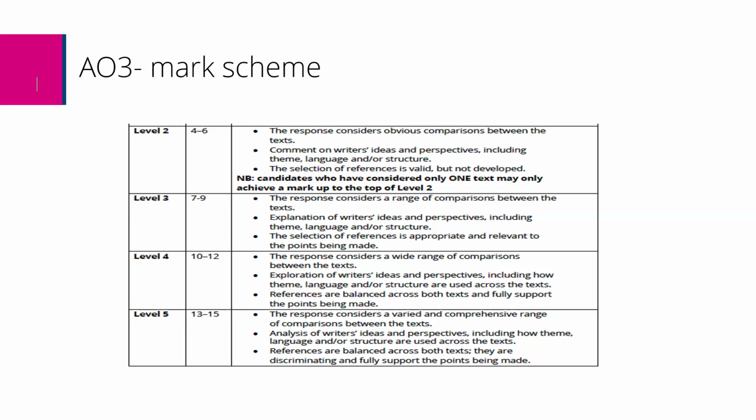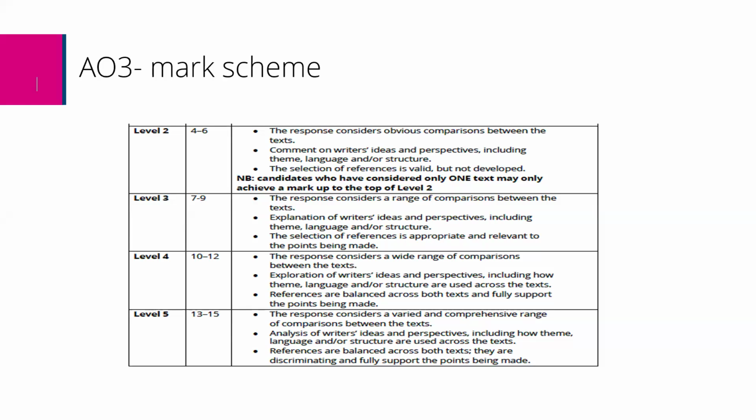Bullet point 2, in each of these levels, is about how students are approaching the ideas and perspectives of the writer, which will include theme, language, and/or structure. So if they're commenting, they're in level 2. If they're explaining, they're in level 3. You'll see these words are coming up from the AO2 as well. In level 4, they're exploring. And in level 5, they're analysing.